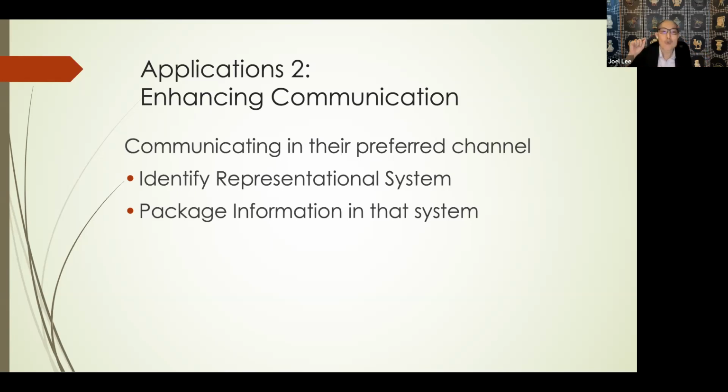So when we say communicate to somebody's preferred channel, it requires you to do two things. Number one, identify their system, what we call their representational system. And number two, package information in that system. Package information in that system, right?